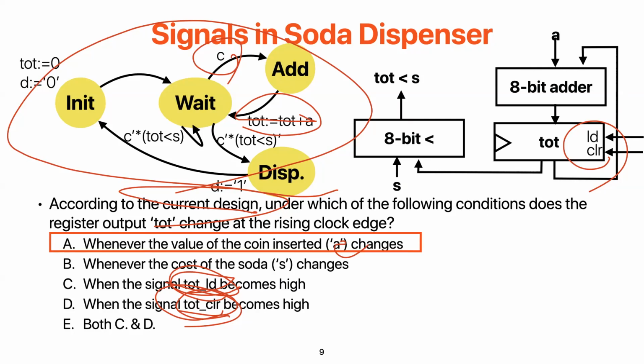Okay, so Alp, what do you think? I was thinking the same as Fox. While answering this question, I directly associated load with C, clear with D, without paying attention to whether they're mentioned in the design. But don't we increase total if we just keep A the same with each rising edge?